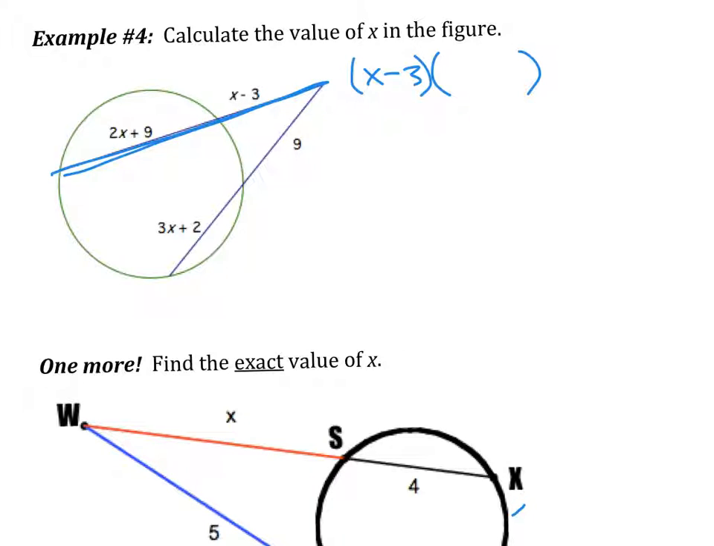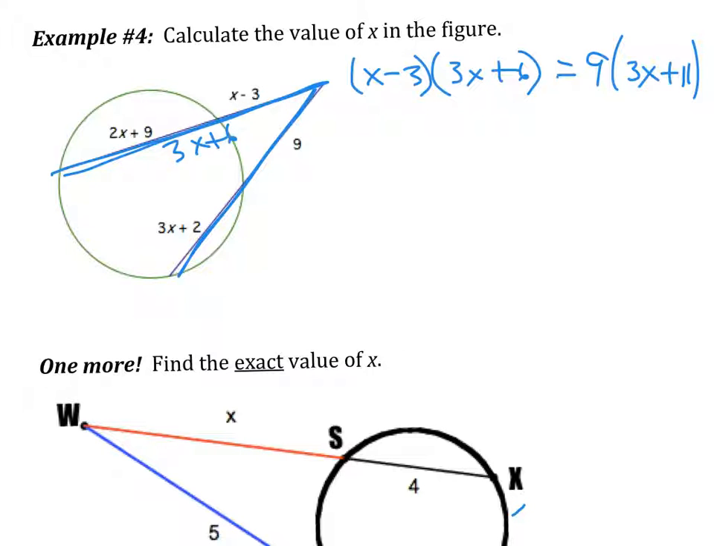X minus 3 plus 2x plus 9. So how many x's is that altogether? x plus 2x is 3x, plus 6. Are you okay with 3x plus 6 for this whole thing? Yes. Then that's equal to the outside, 9, times the length of its whole thing. So 9 plus 3x plus 2. What would that be? 3x plus 11.